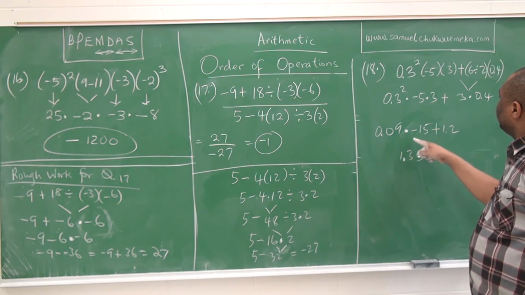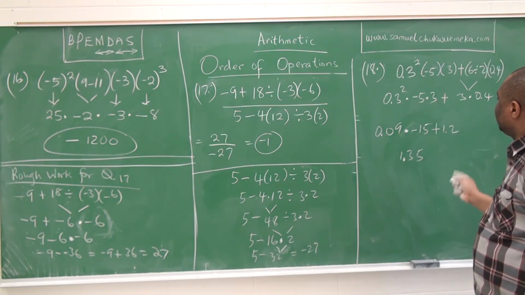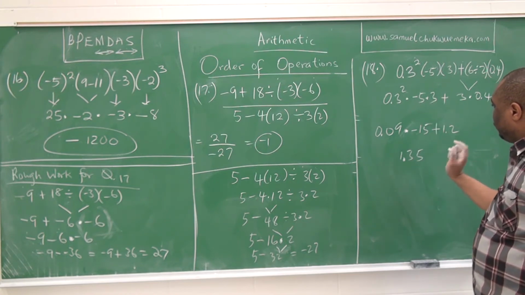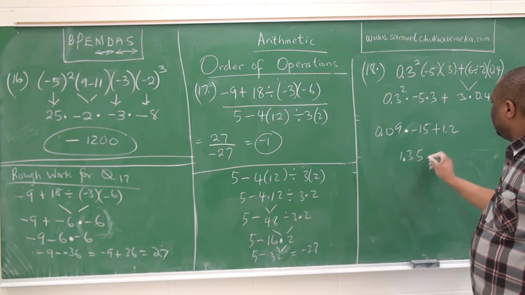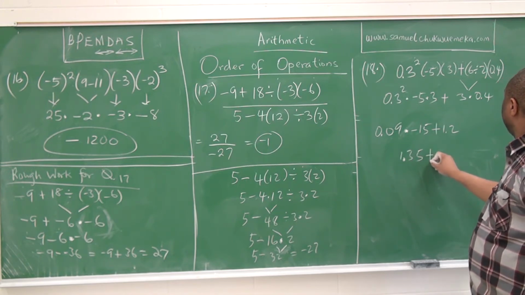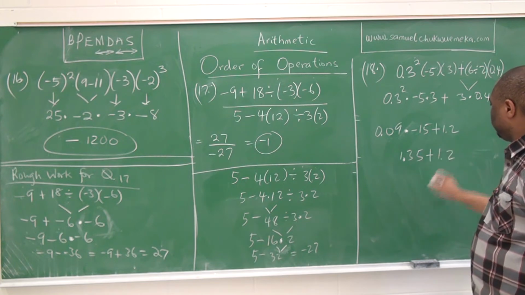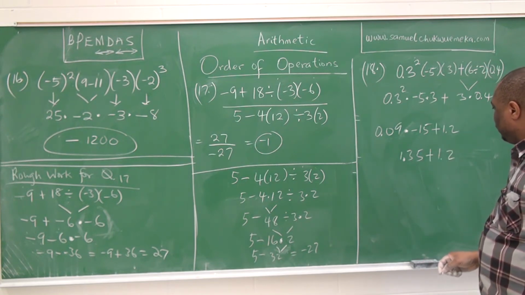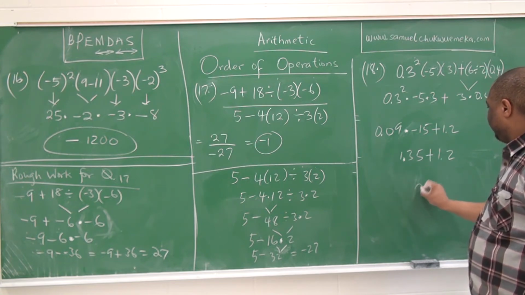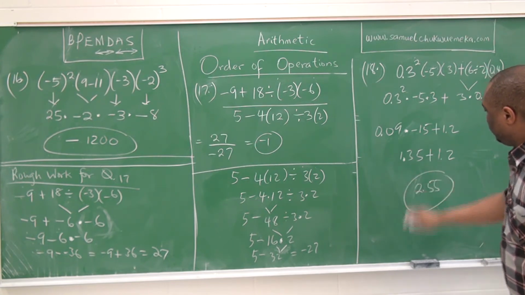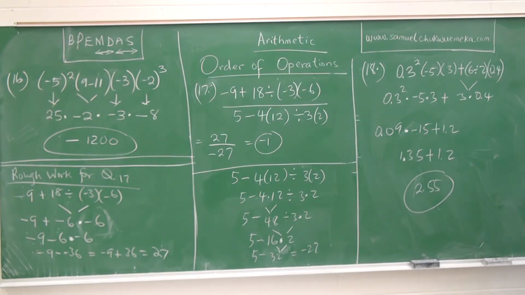Let me make sure I'm getting this right. This is times -15. Okay. So 1.35. Then plus 1.2, right? And that will give you 2.55. Okay? Yeah, this is 1.35 plus 1.2, and that is 2.55.